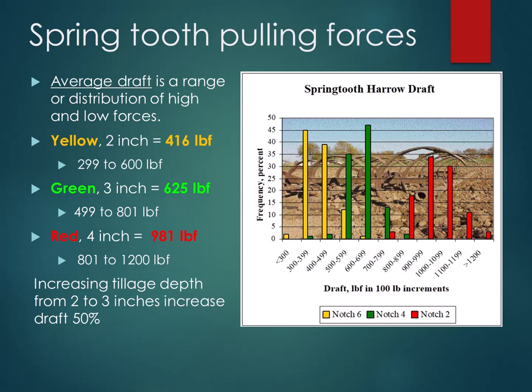The green bars show draft forces at the 3-inch depth and the red bars at the 4-inch depth. The average draft at the 2-inch depth was 416 pounds force, which increased to 625 pounds force at 3 inches and increased to 981 pounds force at 4 inches.